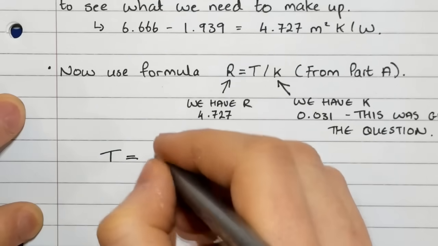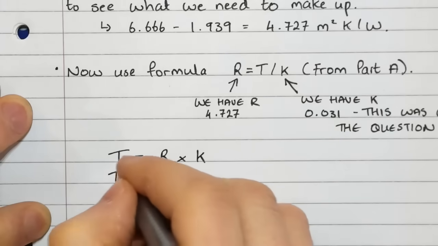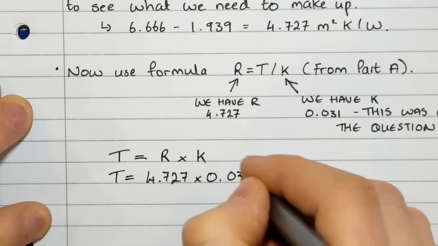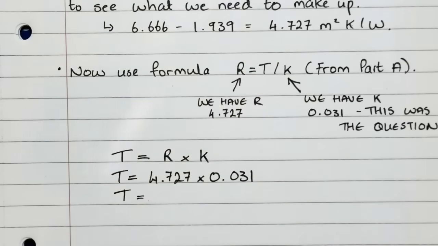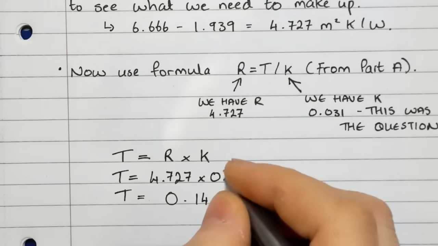We're going to swap it around and we're going to bring the T back across and bring the R to the far side. So now we have thickness equals resistance multiplied by conductivity. And we just fill in our values here in order to get the thickness of the insulation that we need to add to this wall in order to get a U value of 0.15.